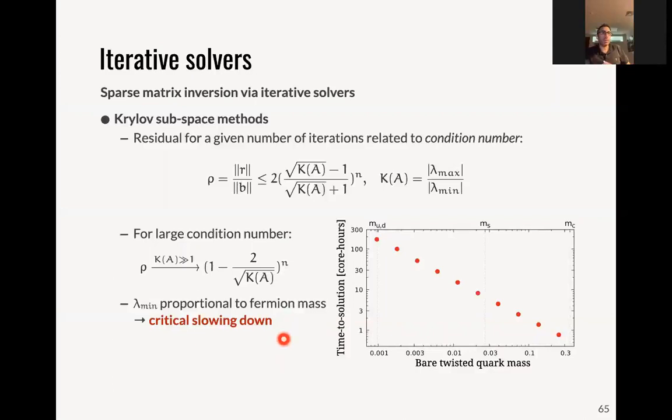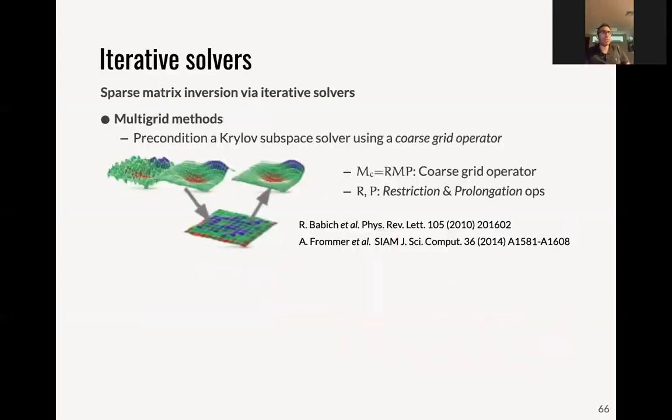And so this critical slowing down has been addressed in the past decade or so with newer methods coming up in order to address it. And one very successful algorithm I want to talk about is the so-called multigrid methods, in which you can find the original papers here. But basically, they rely on preconditioning of your matrix by solving it first on coarser grids before solving it on the final one.